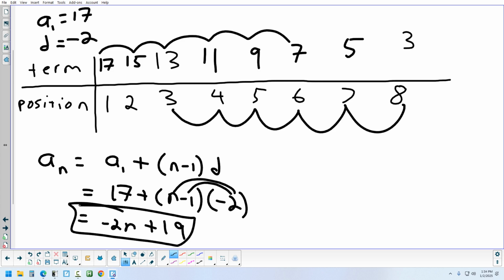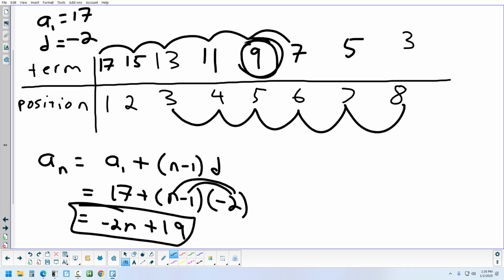Let's try 5. So if we plug in 5, that's the result we should get. What's negative 2 times positive 5? Negative 10. And what's 19 take away 10? 9. Perfect. Yep, it works. So you just pick any number and check it and make sure it works.